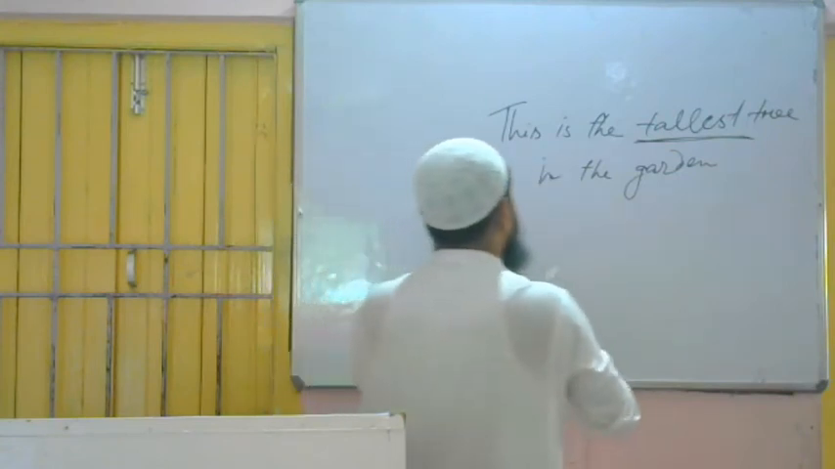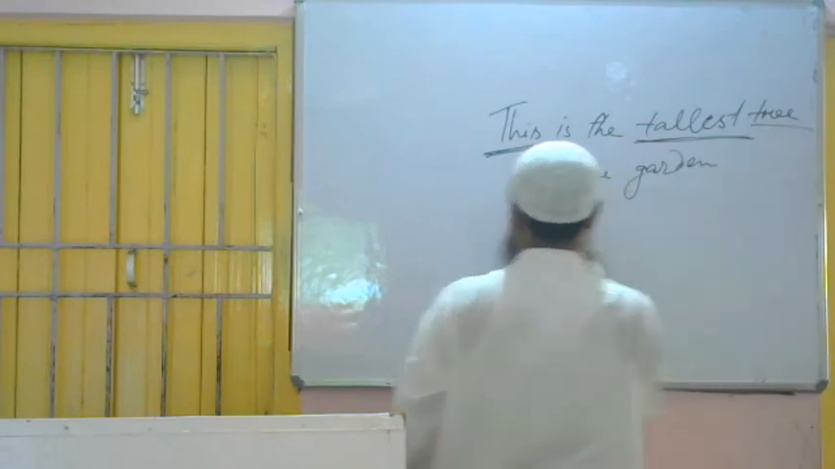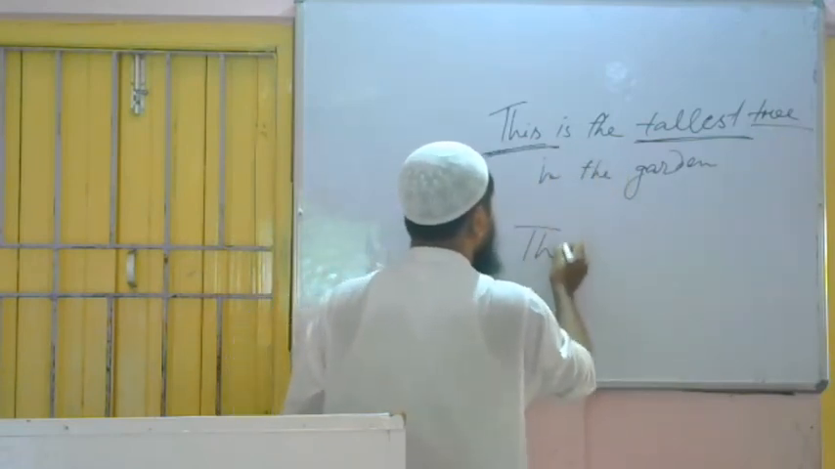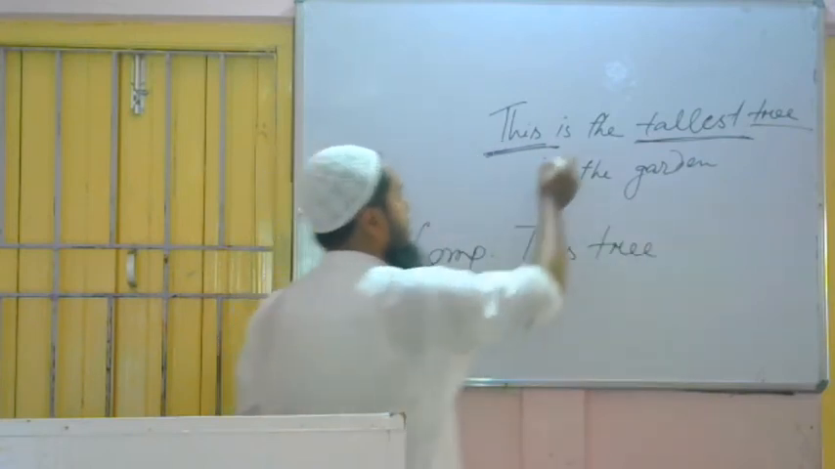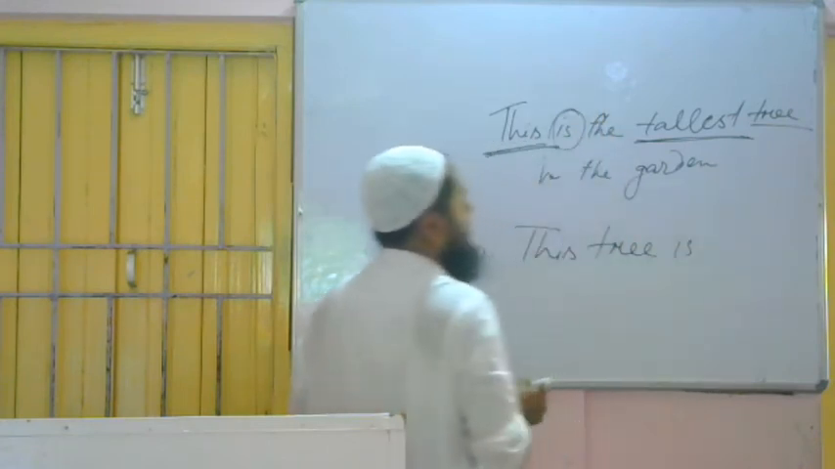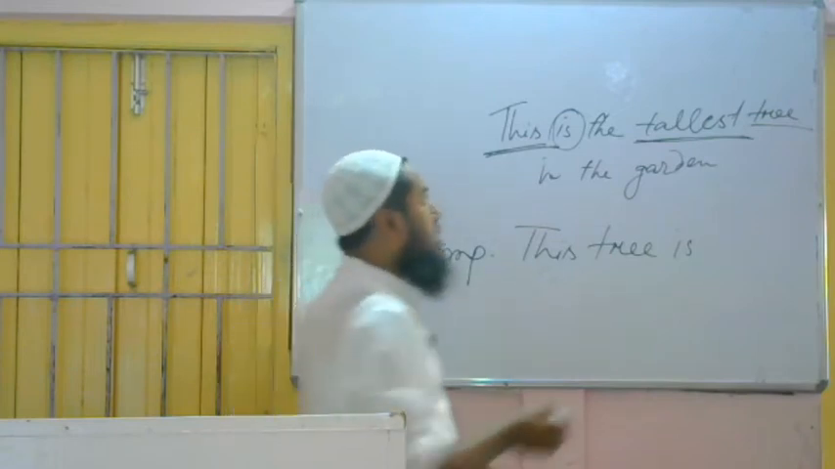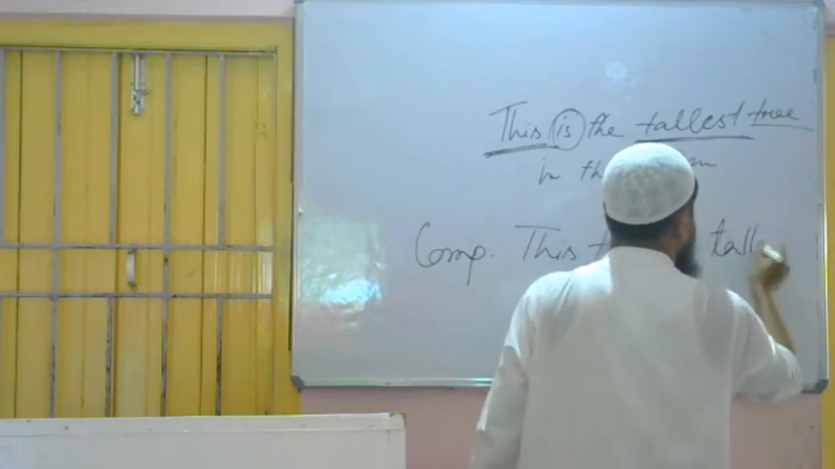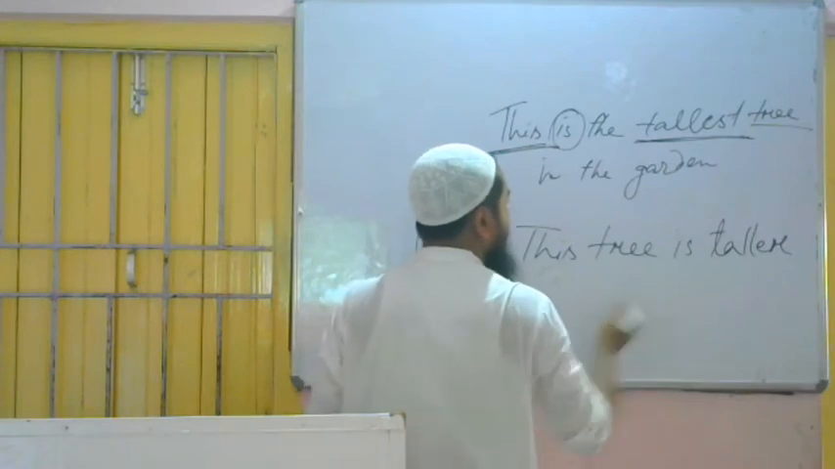So let's try. What is the subject here? This tree. Then we have to use the auxiliary verb according to the question. The auxiliary verb is 'is'. This tree is. Then in comparative, we use the comparative form of the adjective. The comparative form of tallest is taller. This tree is taller.